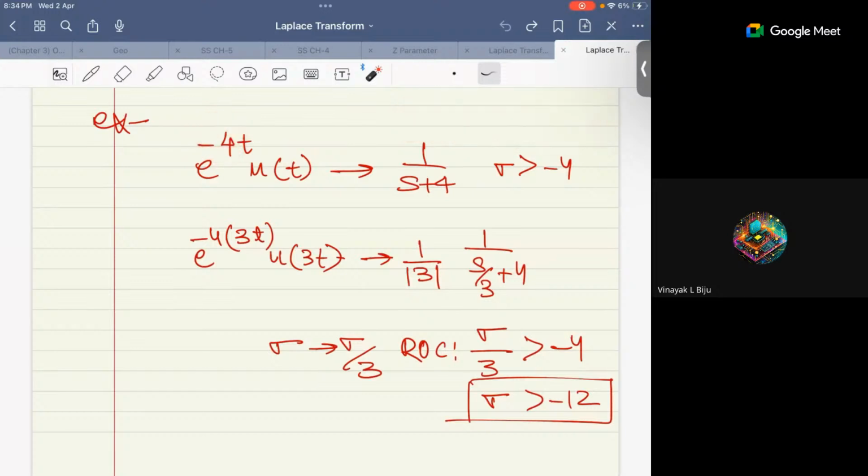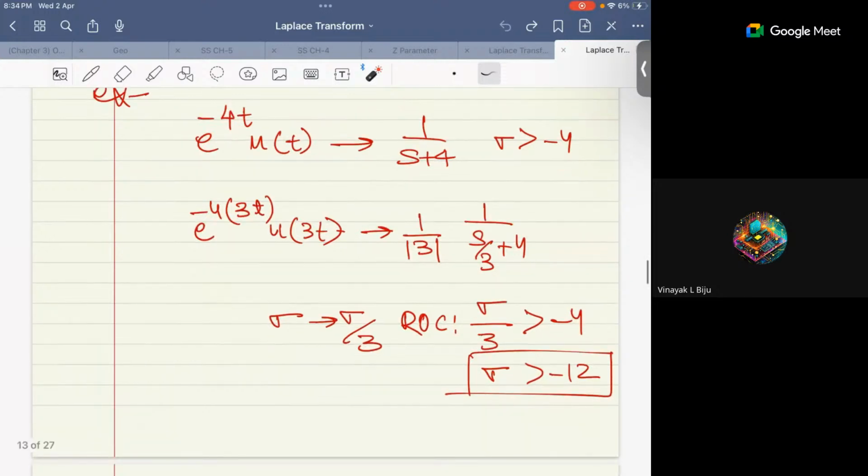Okay. And now I have been asked to calculate the Laplace transform of e to the power minus 12t. If you have been asked to calculate for e to the power minus 12t, what is there? You are just changing t to 3t. That means this will get divided by 3 and then s will also get divided by 3.